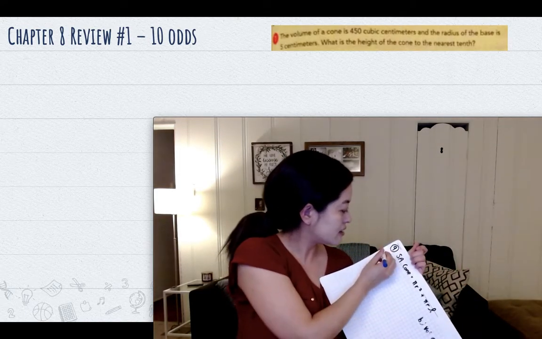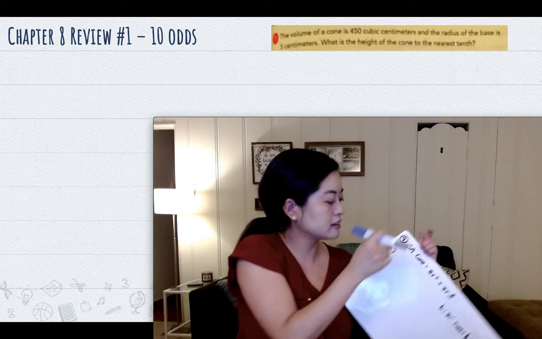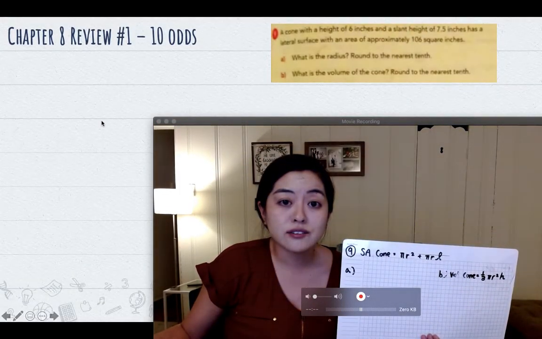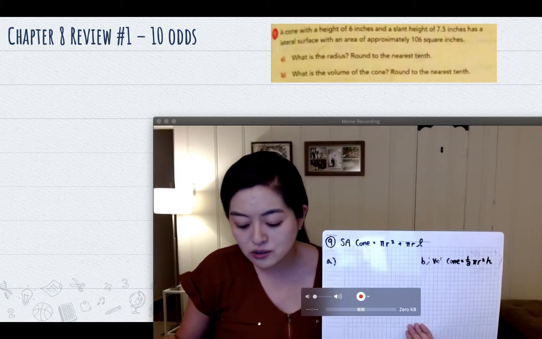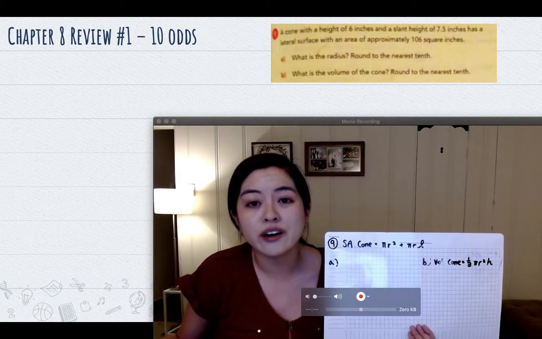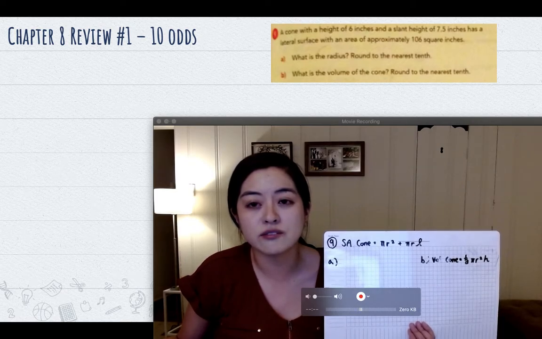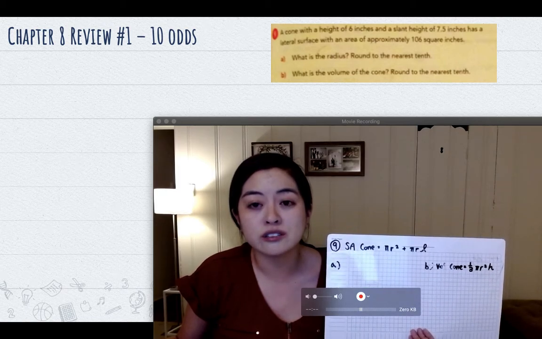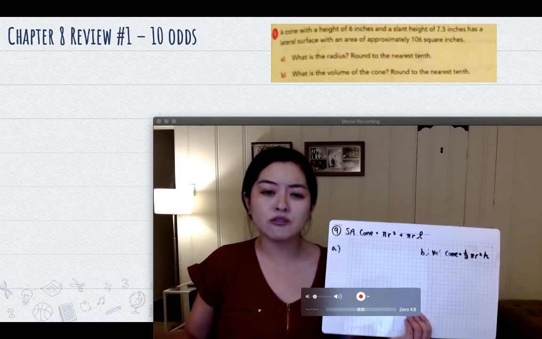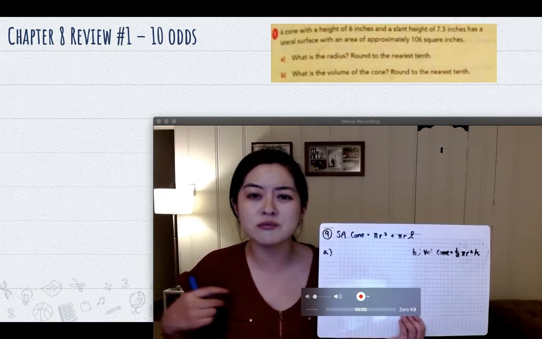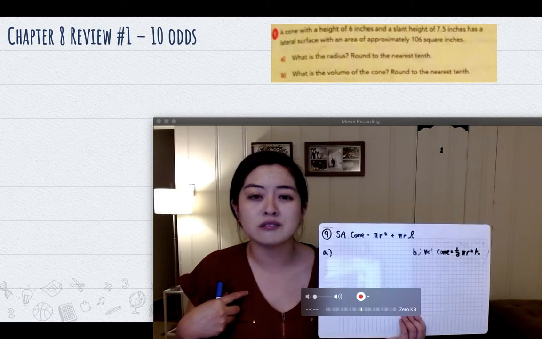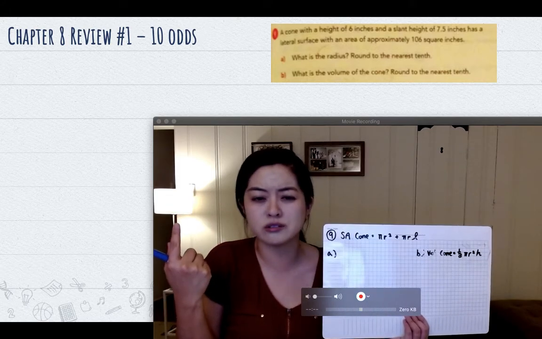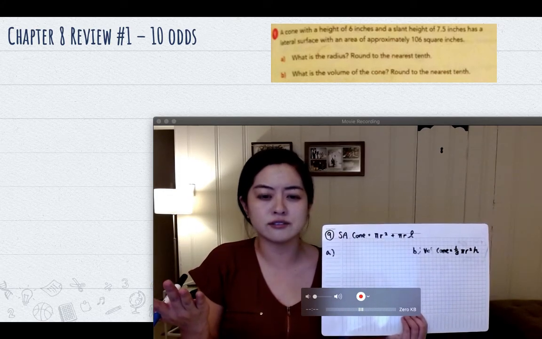Okay, so now let's look at A here, for number 9. I didn't even do the question yet. So in here it says a cone with a height of 6 inches and a slant height of 7.5 inches has a lateral surface area with an area of approximately 106 square inches. So first, it seems like it's giving me information about surface area. So I'm going to think about what is the surface area of a cone. What's my formula? What's my equation for the surface area of a cone?